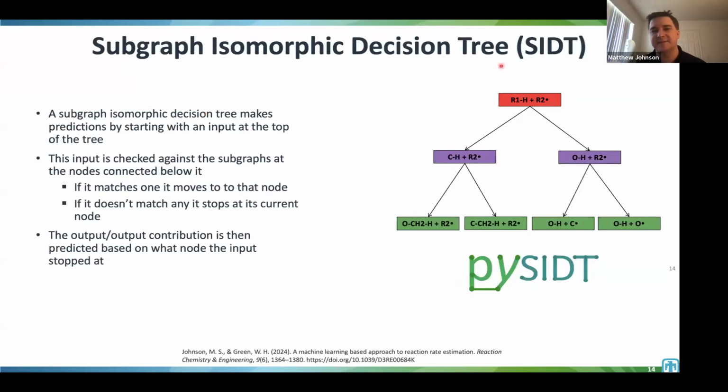We do this with a subgraph isomorphic decision tree method, which you might have heard about earlier. It essentially makes predictions starting from a labeled graph at the top of a tree with a set of molecular substructures in the tree. At each node, our graph is checked against the subgraphs at the nodes connected to it. If it matches, it moves to that node. If it doesn't match any of the nodes below it, it stops where it is and makes a prediction based on the node the input stopped at, which may be a prediction itself, or it may be a contribution to a prediction from multiple evaluations of the tree that get summed.